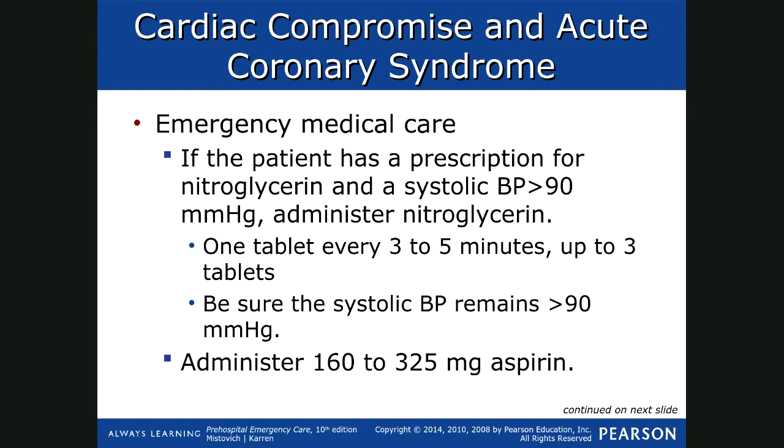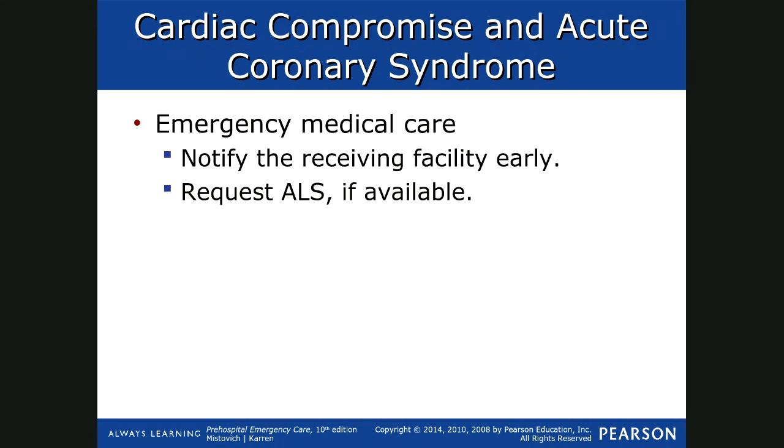You can give that every 3 to 5 minutes as long as the pressure is above 90 and as long as they're still having chest pain, up to 3 doses. If they're not allergic to aspirin and they don't have an active GI bleed currently, then you can give the aspirin as well. Aspirin typically is given prior to nitro because you do not have to get vital signs to give the aspirin. Make sure that you notify the facility as early as possible.